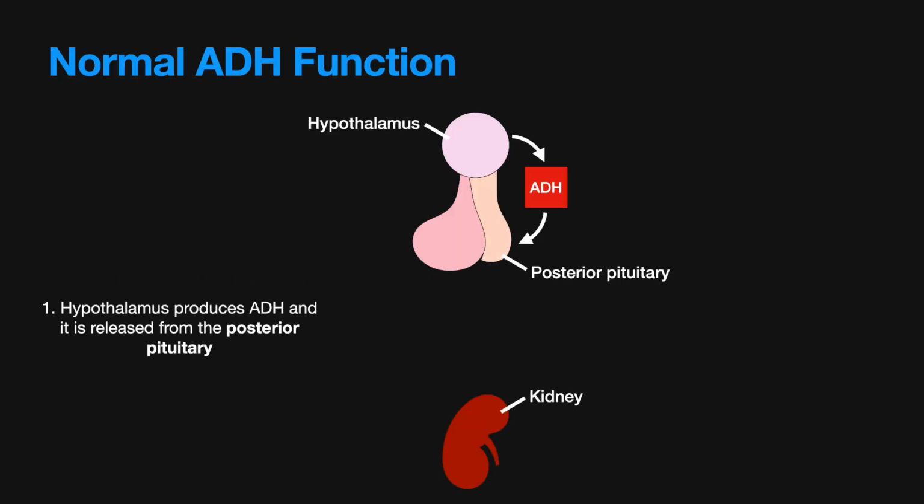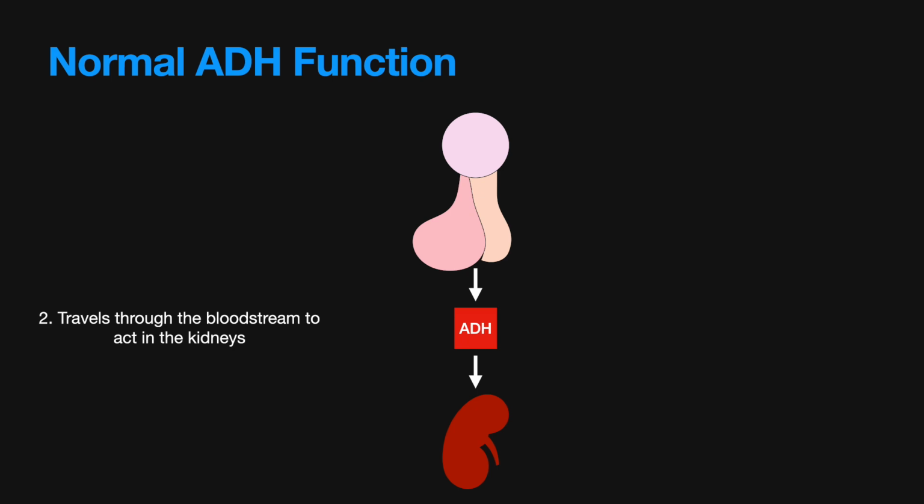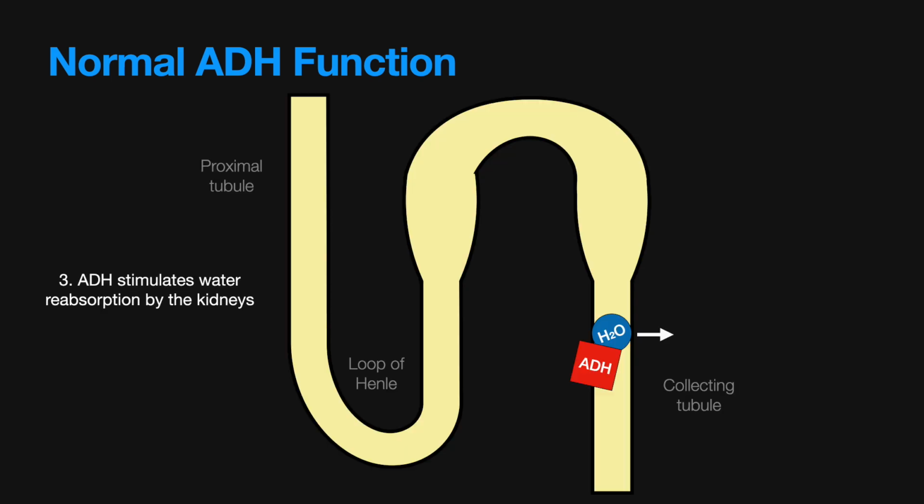Now we'll take a little bit of a closer look at the pathophysiology of this condition. Under normal circumstances, the hypothalamus produces antidiuretic hormone and passes it to the posterior pituitary. The posterior pituitary then releases it into the bloodstream. From the bloodstream, ADH reaches the kidneys, where it stimulates water reabsorption by the renal tubules.